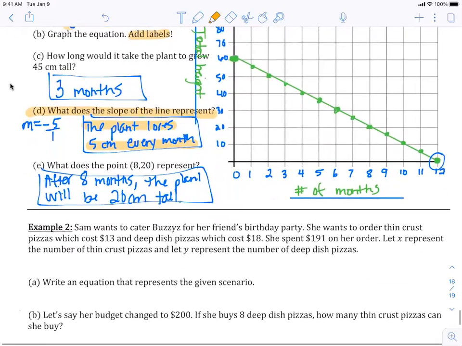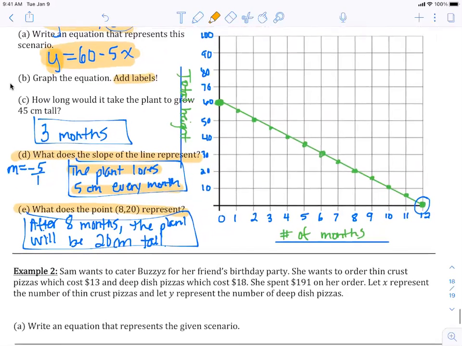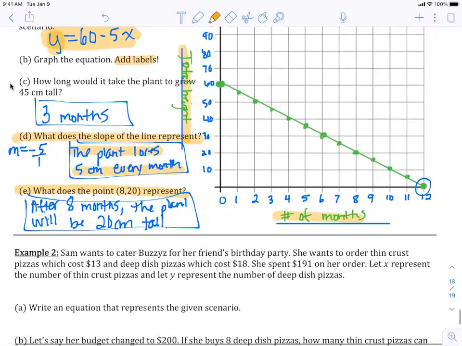And last but not least, letter E says, what does the (8, 20) represent? Well, for all of my points, the x value represents the number of months and the y value represents the total height. So it just means after 8 months, the total height of the plant is 20 centimeters.